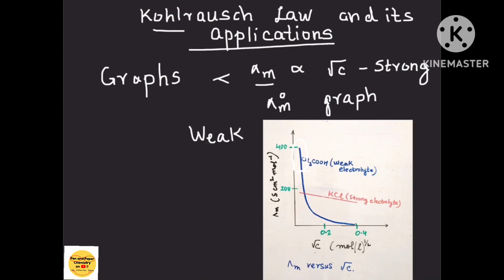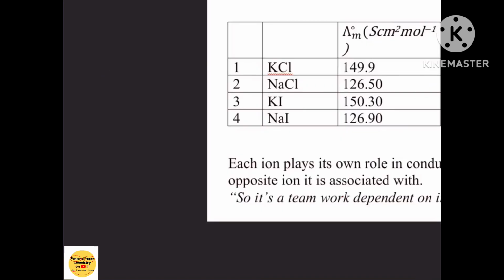To find a solution to this, Kohlrausch gave his law based on the observations that he made regarding the molar conductivity of strong electrolytes. Now the data that was used by Kohlrausch, I have tabulated it over here. We've got the molar conductivity listed over here. We've got KCl, NaCl, potassium iodide and sodium iodide, right? We have listed them over here.